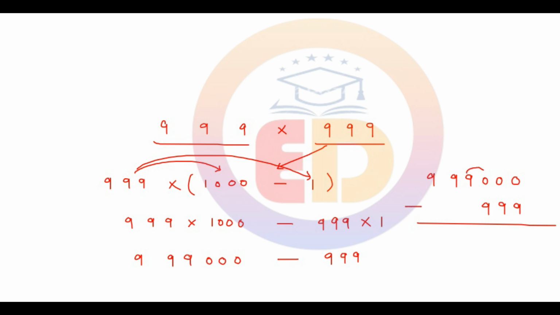Borrow 1 from here. This is 10 minus 9, 1. This will be 9 minus 9, 0. 9 minus 9, 0. This 9 will become 8. This 9 and this 9. Again my answer remains the same, 9,98,001.